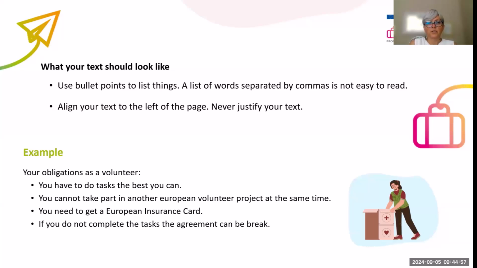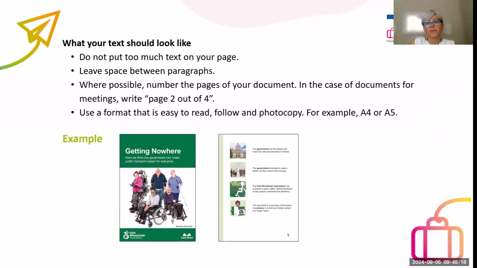It is also important to align the text to the left side of the page and not to justify your text. It's also very important. I know that it looks nicer when it's justified, but it's not accessible and it's not easy to understand. Just as you can see in the example. You should avoid putting too much text on one page, and also leave space between paragraphs, because it's important to divide the text into paragraphs and leave space between those paragraphs.